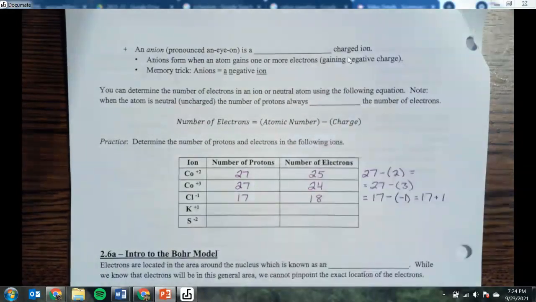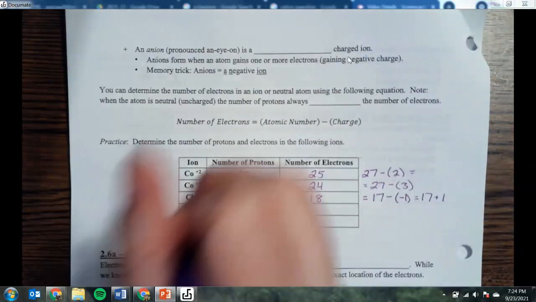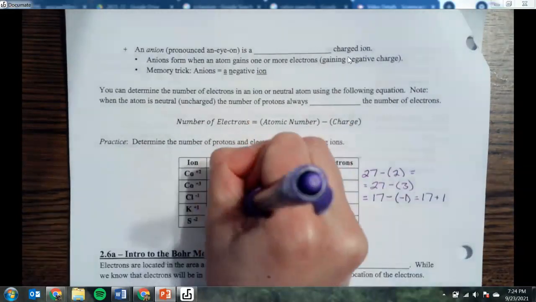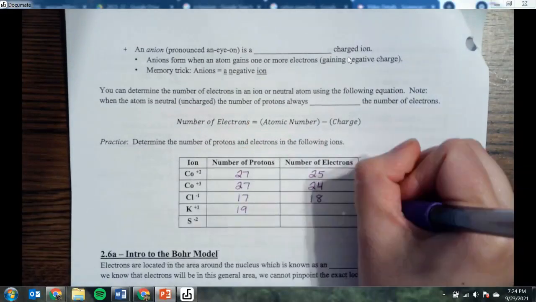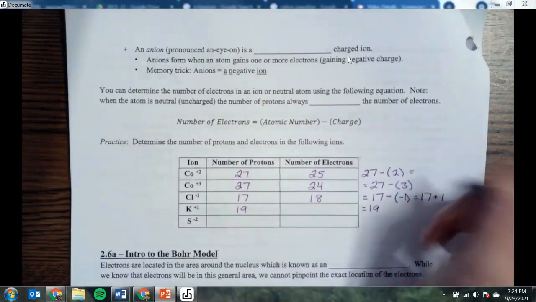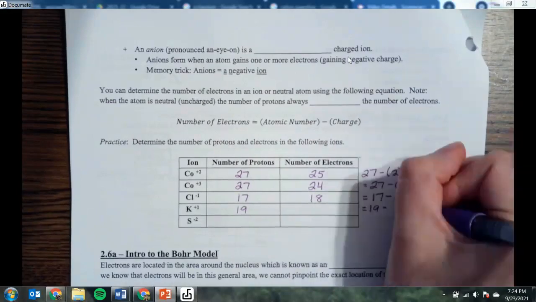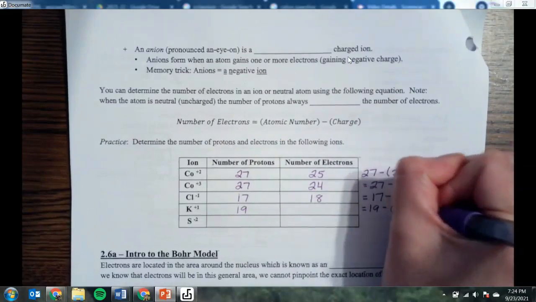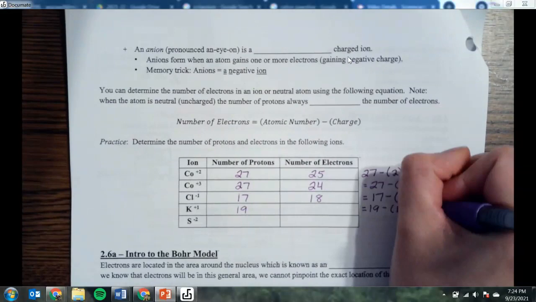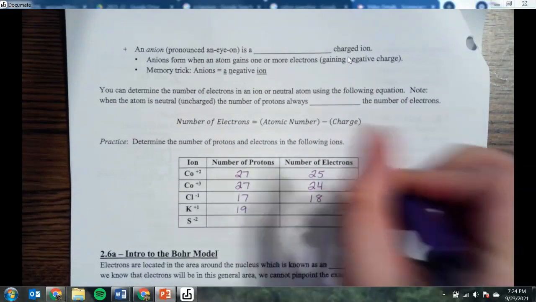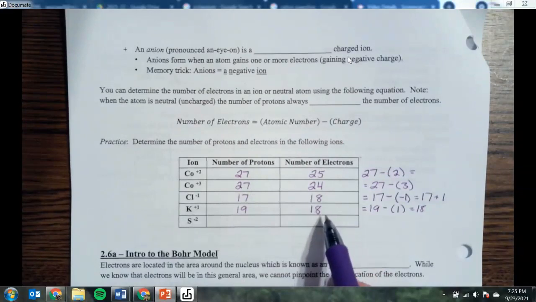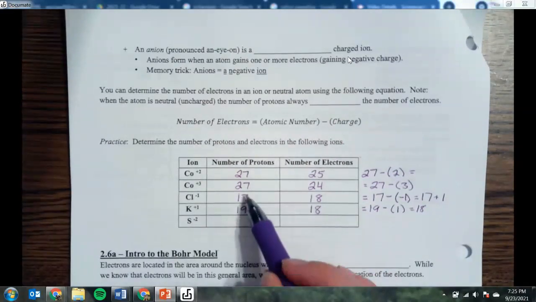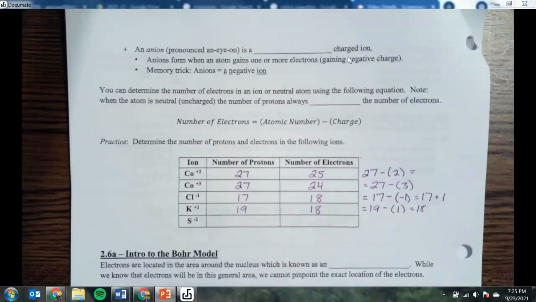For my next one, if I look on the periodic table, potassium has 19 protons because it has an atomic number of 19. This one, again, I take my atomic number minus my charge, which is positive 1 in this case. So 19 minus 1 is equal to 18. So in this case, different ions have the same number of electrons. That is okay, that is allowed. It's only the proton number that gives us the unique elements.